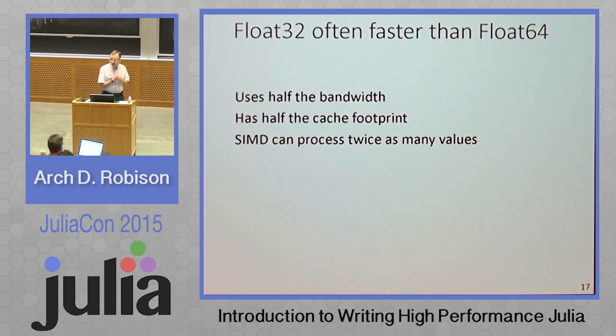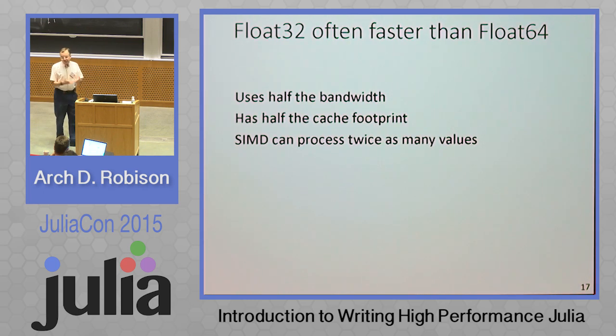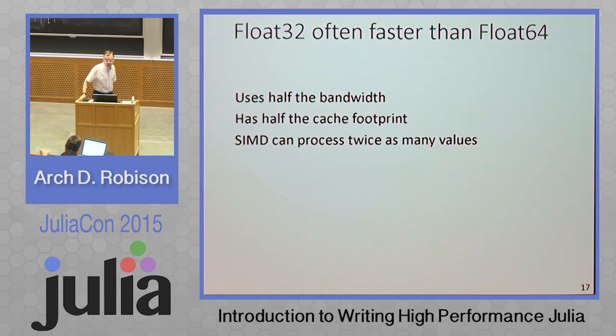Okay, one more remark about hardware. One implication of the fact that a lot of calculations are bandwidth limited, because you're drinking that memory through a little thin coffee stirrer that's been crushed, is that float32 is often significantly faster than float64. It uses half the bandwidth and has half the cache footprint. You can cram twice as many 32-bit values in the cache as 64-bit values, and the SIMD units can process twice as many in one swat. So if you can tolerate single precision, go for it.